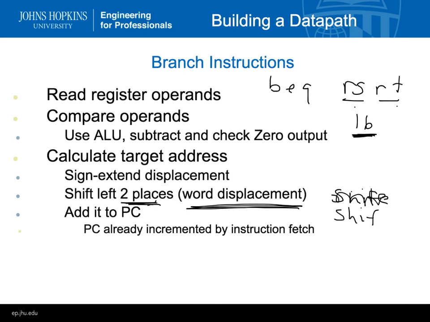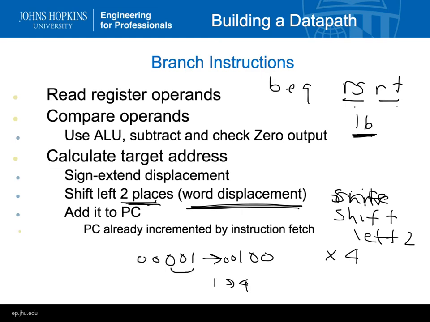Shift left 2 is equivalent to multiplying something by 4. So if we take a value that's 0, 0, 1 and shift it left 2, it becomes 1, 0, 0. It's just taking this 1 and shifting it left 2. That means 1 becomes 4. So we're saying, okay, this is a word displacement. We want it to be a byte displacement because we do byte addressing, so we have to multiply it by 4.